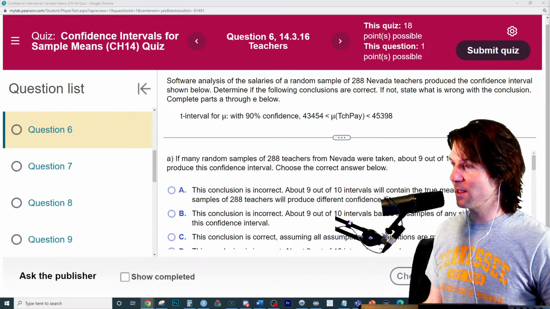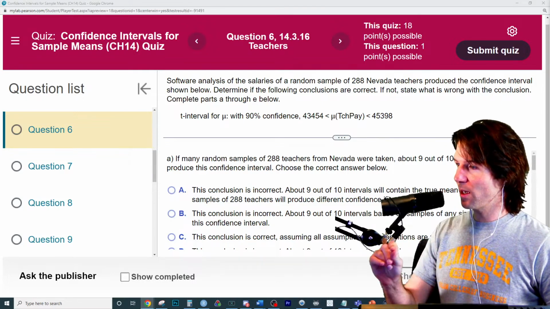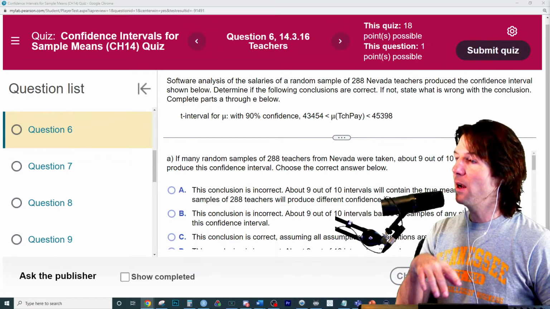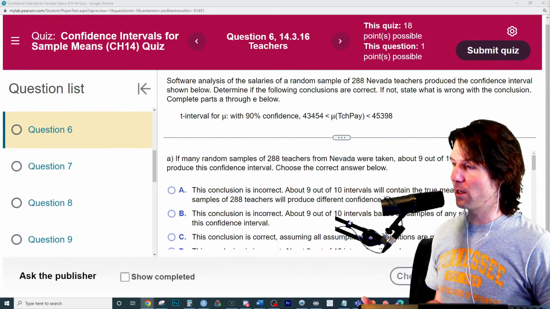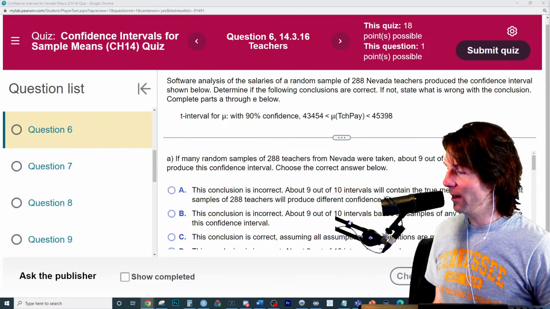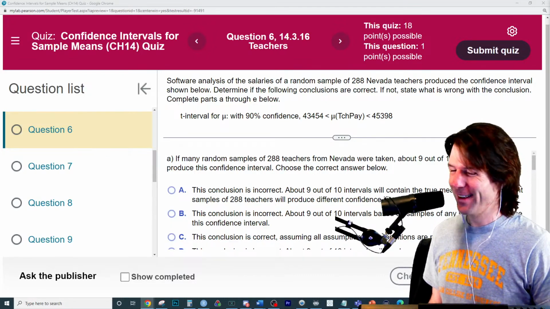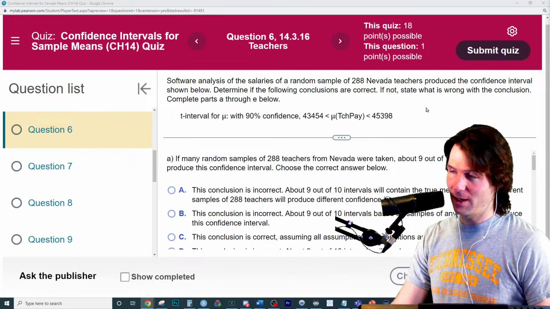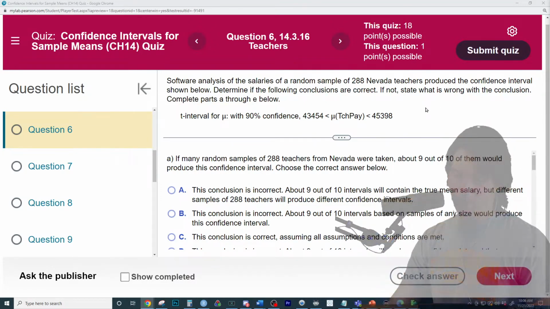Yeah, that's why we do it. So that way, when you get to the test, it's like, okay, I am blank percent confident that the true, and then we have to figure out if it's mean, proportions, or difference between means, and then we give the context of it, and then we give the intervals. So the more you practice, the more you get it down. So that is what we're trying to analyze, the true mean salary of Nevada teachers. So let's see what the question asks.